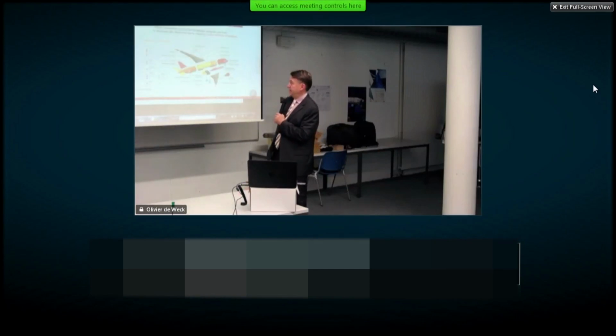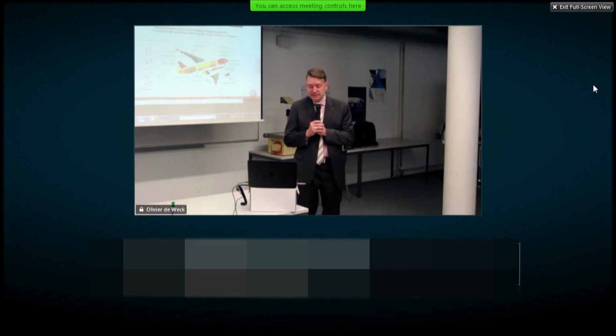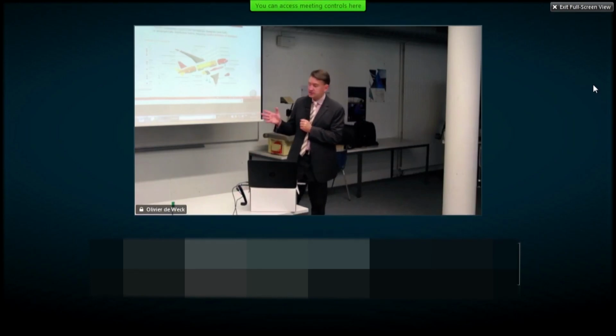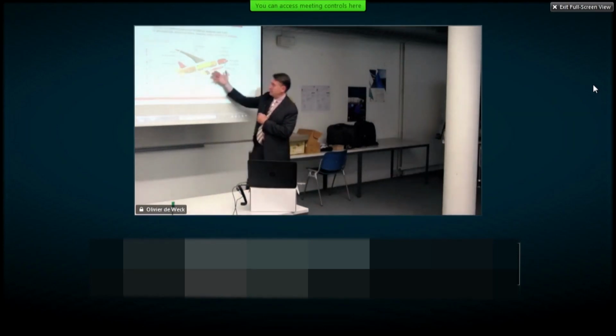The second reason we care is working with manufacturers and suppliers. The picture here is essentially the Dreamliner, the Boeing 787. You can see the different colors essentially represent the different countries or the different suppliers that are providing different parts of the airplane.